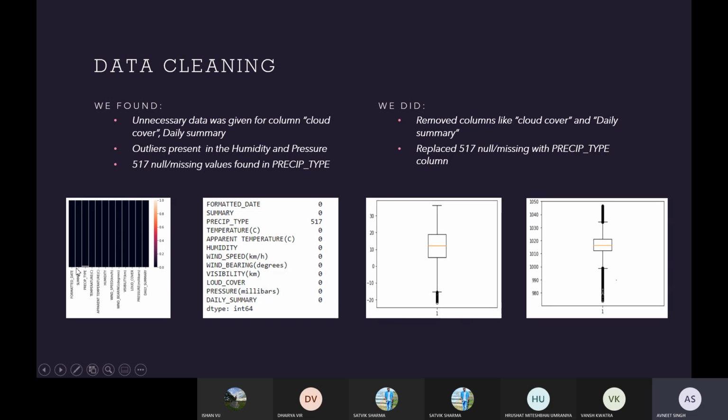As we can see from the heat map, there's a little line over here which shows that a number of values are missing from the data set, and we can easily see it from here as well. Here's a box plot for the outliers. This is for the humidity, showing how many values are going out of the proper range, and this one is for the pressure.